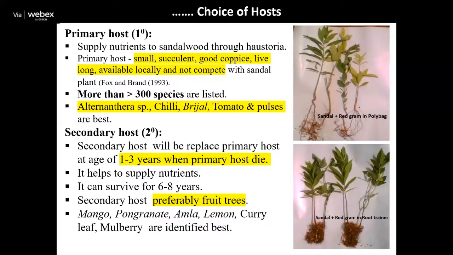In Karnataka, the most commonly used are mango, pomegranate, amla and lemon, then curry leaf and mulberry. It is site specific. For example, in Kolar, the drier region, they use mango, and in Kaveri area they use pomegranate. So this preference of secondary hosts depends upon the site, or agroclimatic zone.